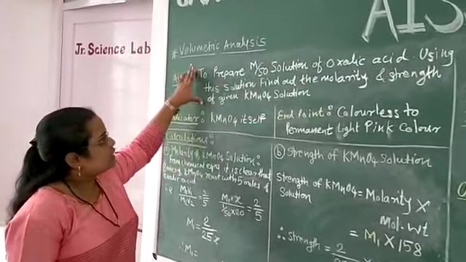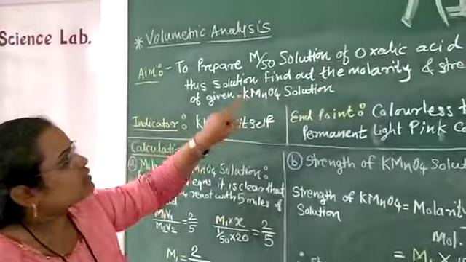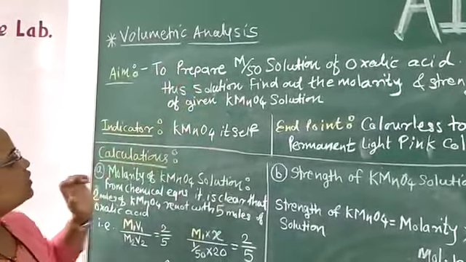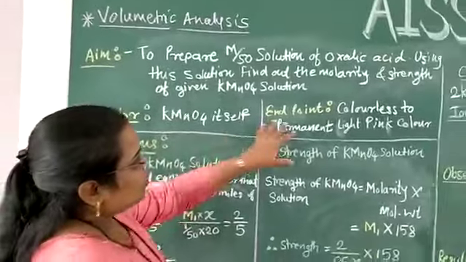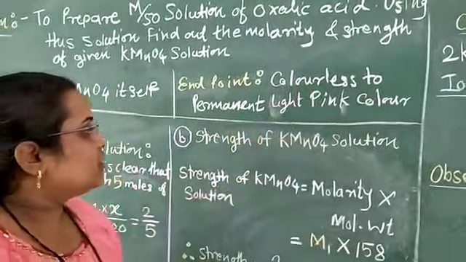By performing this practical, we have to calculate the molarity and the strength of the KMnO4 solution. For this experiment, we have to consider that KMnO4 acts as a self indicator, and the endpoint for this titration will be from colorless to just permanent light pink color.